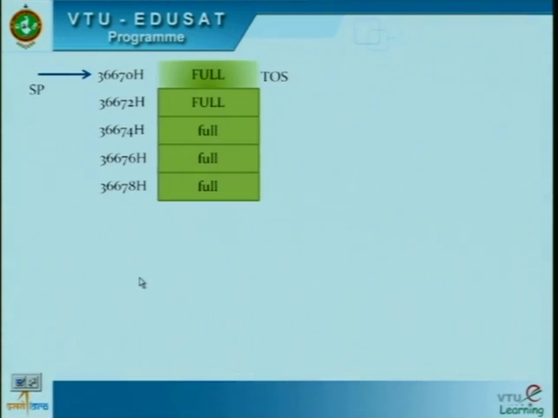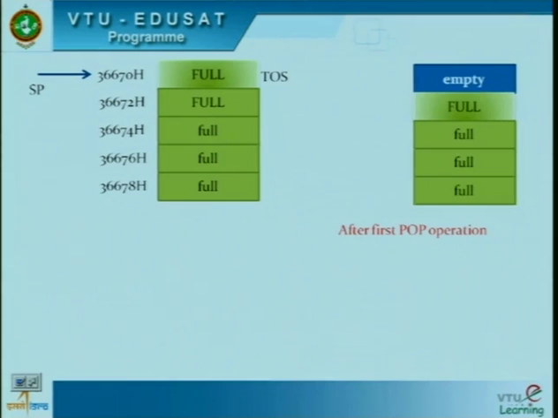Similarly, the pop operation works like this. Now this is the top of the stack, and the stack is full. If I try to pop the top of the stack, the top 2 locations will become empty, and your SP will be incremented by 2. After the first pop operation, your SP will point to 36672. Initially it was pointing to 36670.